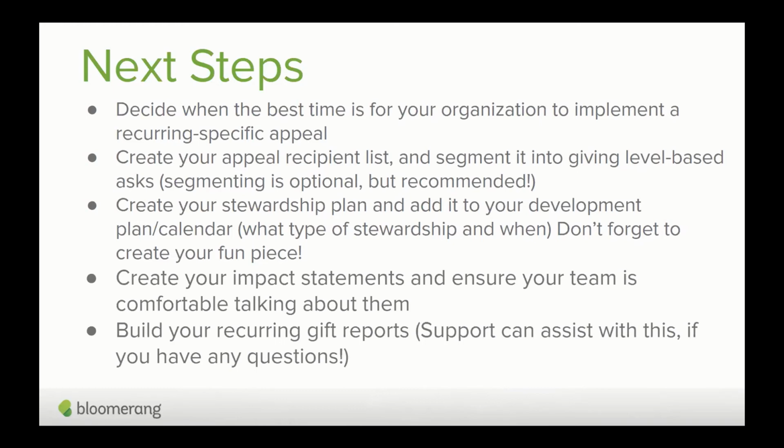To do that, you're going to create your appeal recipient list, and you're going to segment into giving level based asks. Again, we kind of talked about that. So this is what they're giving, and this is what we would like them to give. Segmenting is optional, but it is recommended.